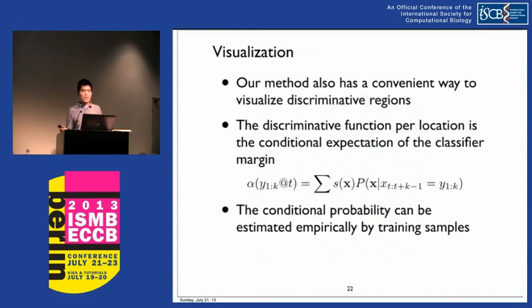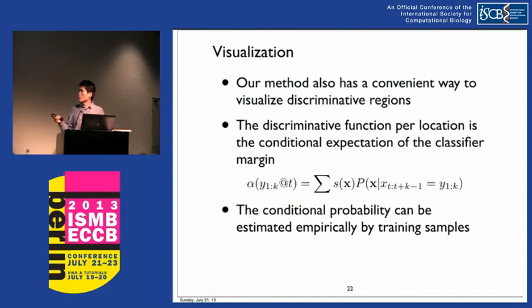Besides achieving good classification results, our method also provides a convenient way to visualize discriminative regions. We define the discriminative function per location as the conditional expectation of the classifier margin, which means for this subsequence y1 through k, over all the sequences that contain it at location t, we calculate on average what the classification score is.